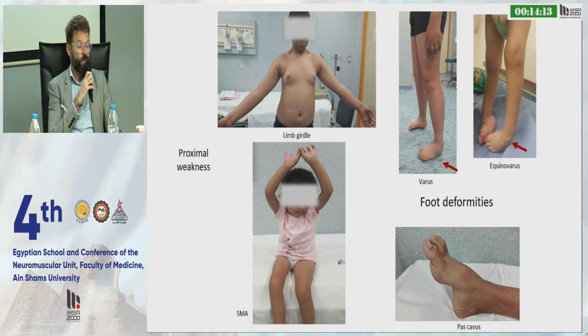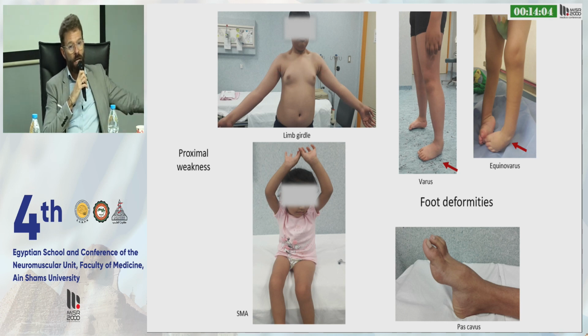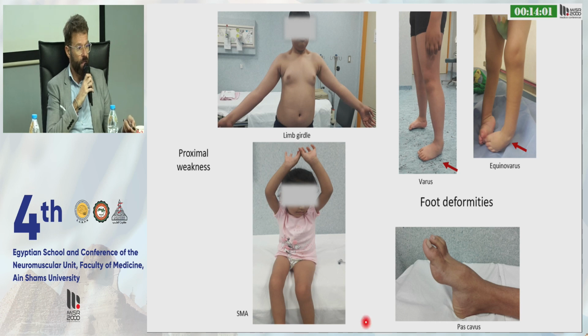And then we need to check the proximal weakness. When you have a pattern of limb girdle muscular weakness, you can see here the patient cannot make an abduction, cannot make an elevation. Look here, she has a deficit that is milder than here, but this is not normal, because usually children can raise their arms without problem. Then also check the deformities that you can have. We have talked about talipes. We talked a little about pes cavus, which is especially seen in neuropathies. And then you can have a varus deformation or equinovarus deformation like here.